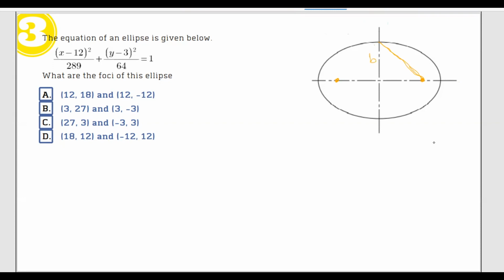And this is B, this is A, and this is the focal distance. So we have to calculate the focal distance. And based on this drawing here, we have a right triangle. Again, the focal distance is the square root of A squared minus B squared. So what's A and what's B? If we look at the equation, we know that the equation of an ellipse looks like this: x minus h squared over a squared plus y minus k squared over b squared equals 1.